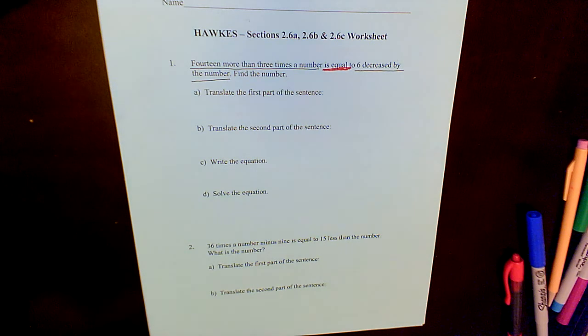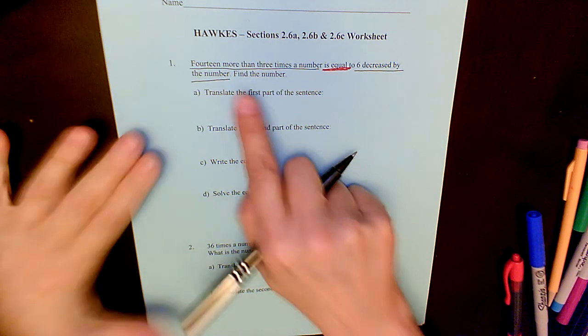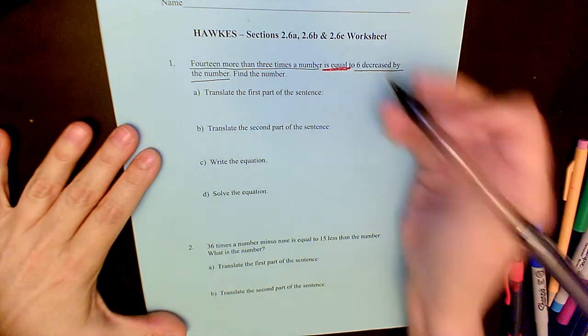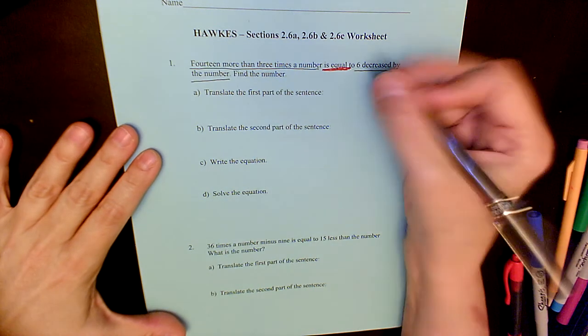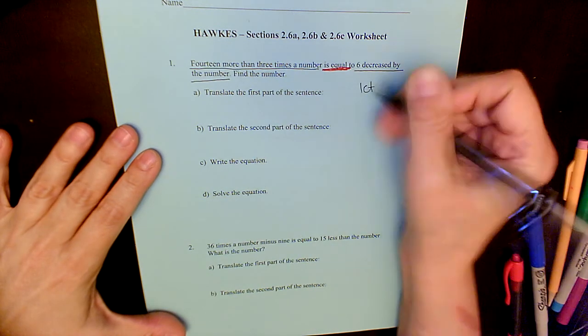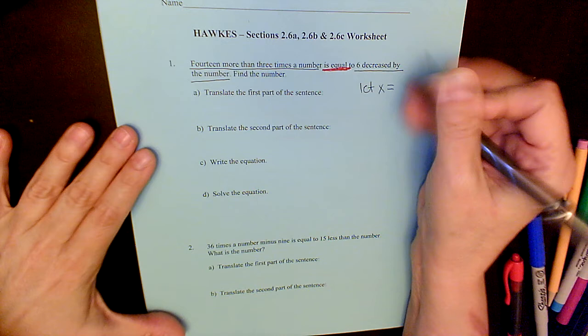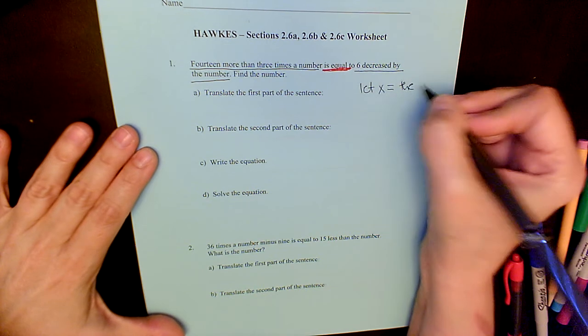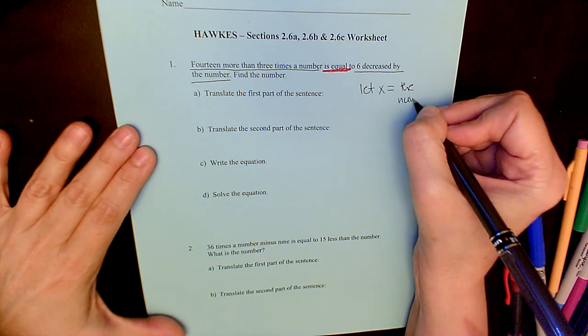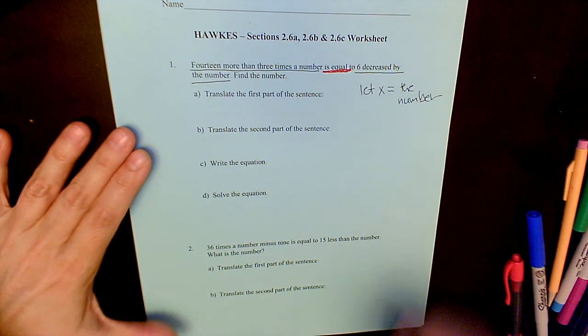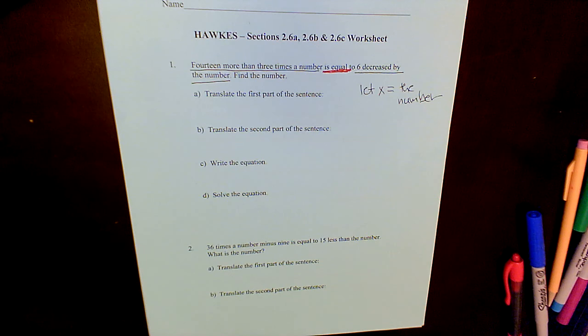Okay, so what would we like to use for a variable? We're looking for a number. Let x be the number. Sorry about that. We're looking for a number, so I'm going to use x. You can use y, r, q, p, whatever you want. Okay?